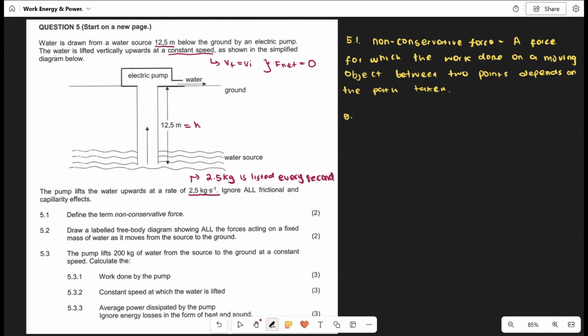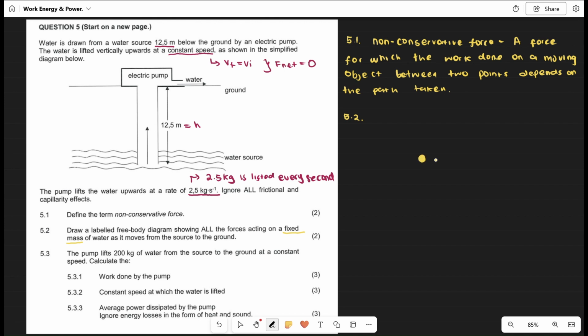So we're going to look at 5.2 now. So for 5.2, what are they saying? They say draw a labeled free body diagram showing all the forces acting on a fixed mass of water as it moves from the source to the ground. So we know that the water is moving from the water source to the ground, right? So they're saying, just imagine if you had a fixed amount. Let's say, for example, the fixed amount was 10 kg or anything, right? So they're saying that fixed amount, as it moves from the water source to the ground, what are the forces that are acting on that amount of water, right?